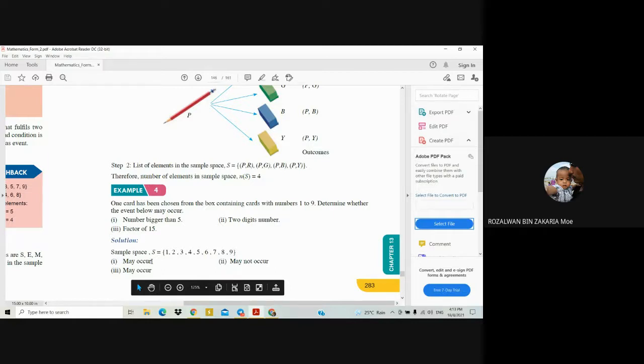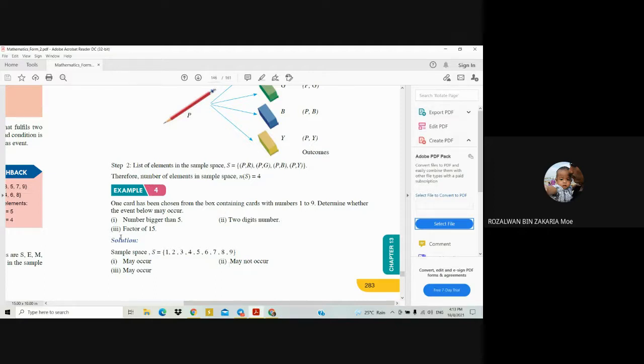Yeah. So the answer for question 2, 2-digit number. If you see, the sample space here is the numbers 1 to 9. So the sample space for this one is 1, 2, 3, 4, 5, 6, 7, 8, 9. So there is no 2-digit number inside the sample space. So that means this event 2 may not occur. So that's why the answer is may not occur.